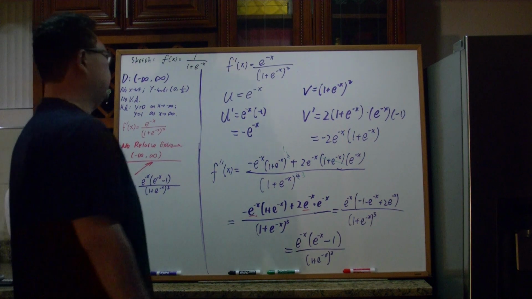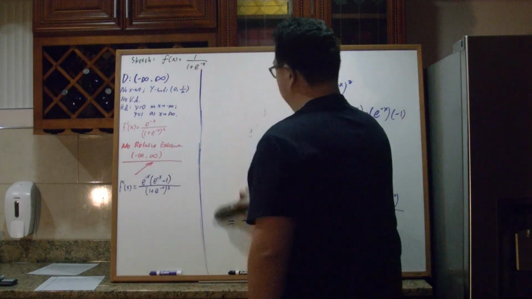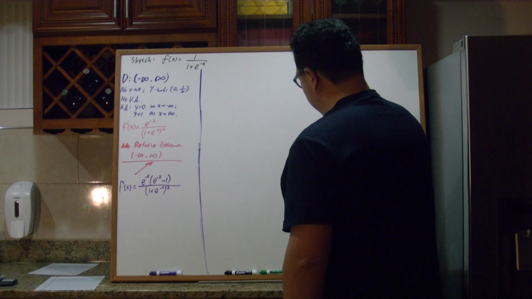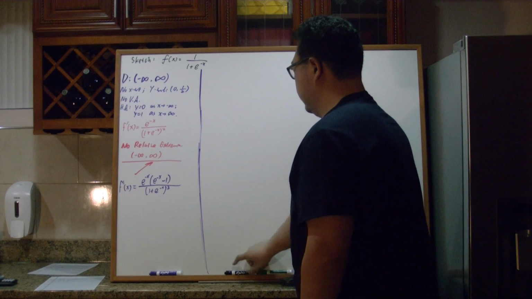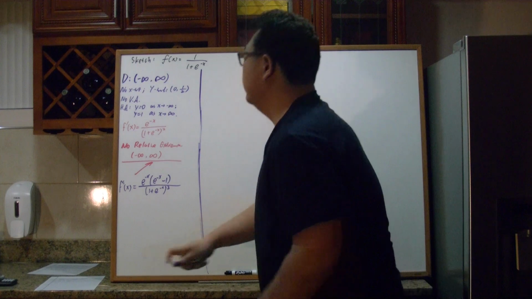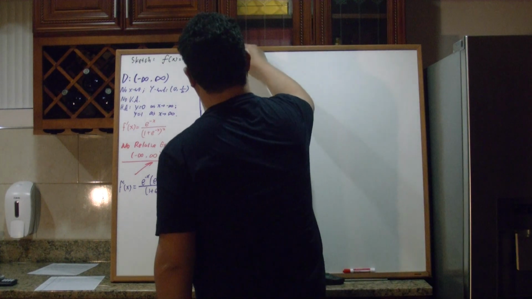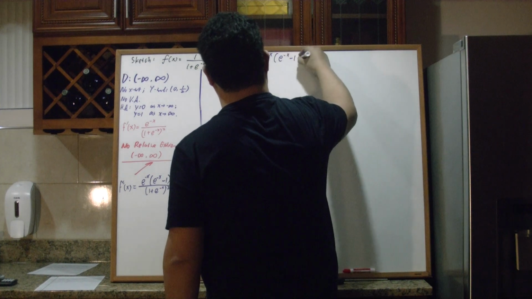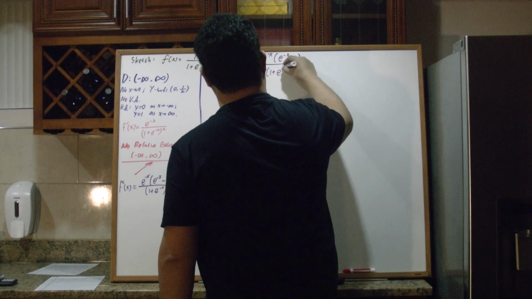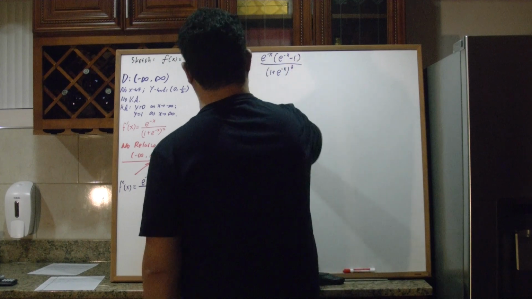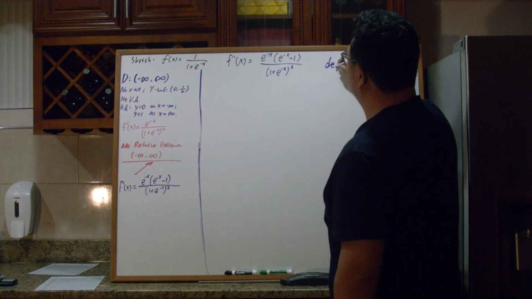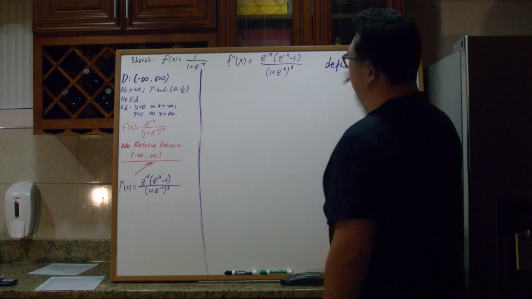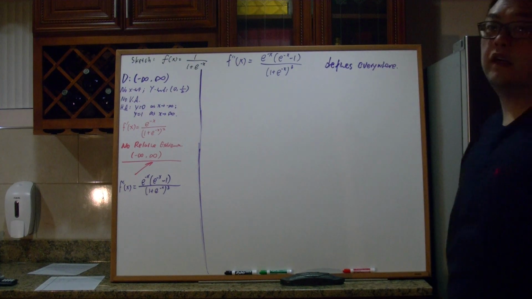That is our second derivative. So the purpose of finding our second derivative is to get the possible inflection point. We get the second derivative to be e to the minus x times (e to the minus x minus 1) over (1 plus e to the minus x) to the third power. Again, this is defined everywhere.